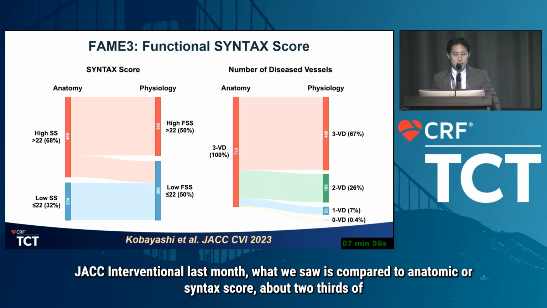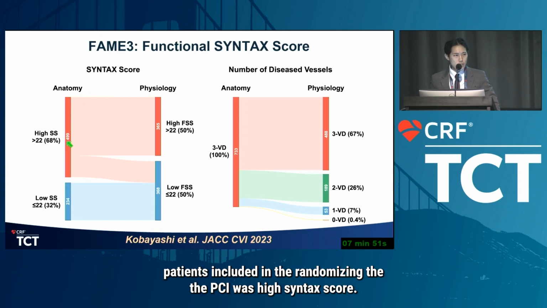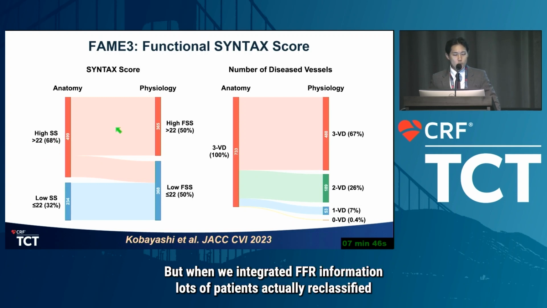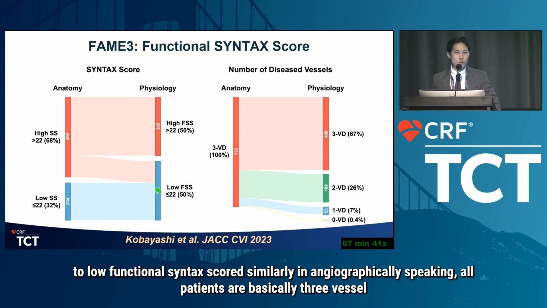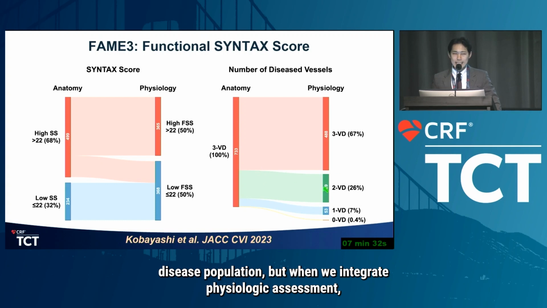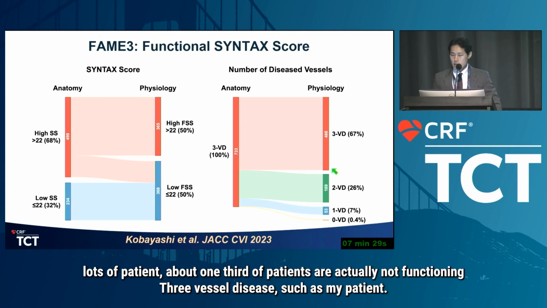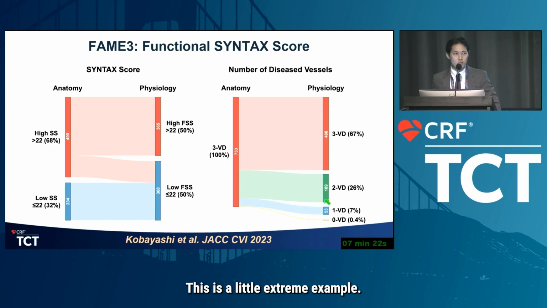we saw is, compared to the anatomical SYNTAX score, about 2,000 patients included in randomizing the PCI had a high SYNTAX score. But when we integrated FFR information, lots of patients actually reclassified to a low functional SYNTAX score. Similarly, angiographically speaking, all patients are basically the 3-vessel disease population. But when we integrate physiologic assessment, lots of patients, about 1/3 of patients, are actually not functionally 3-vessel disease, such as my patient. This is a little extreme example.